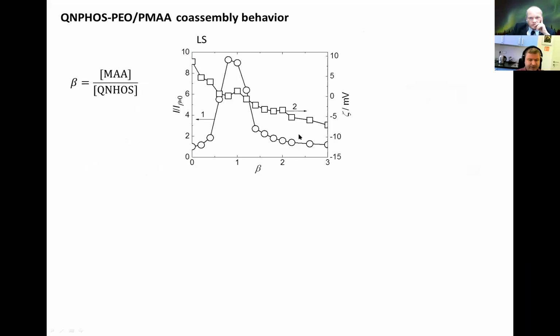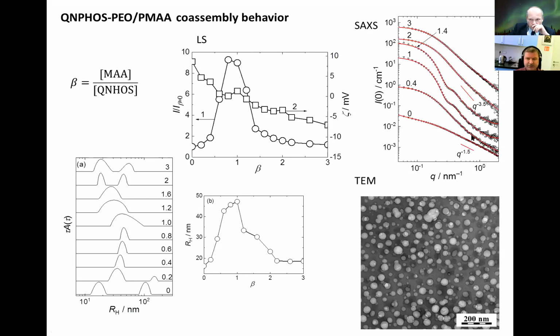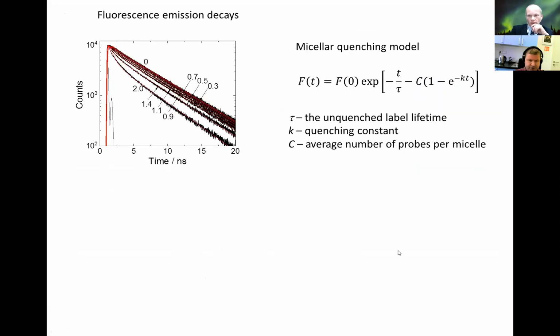We have some peak which corresponds to the formation of particles. This is the dynamic light scattering. This is the R_H as a function of the ratio, the charge ratio between the two polymers, and you can indeed see that it forms spherical particles in this area, which is the TEM image of those particles.